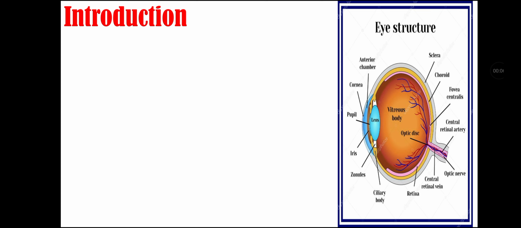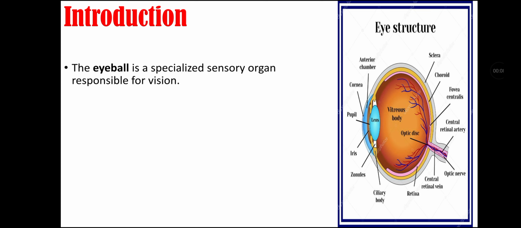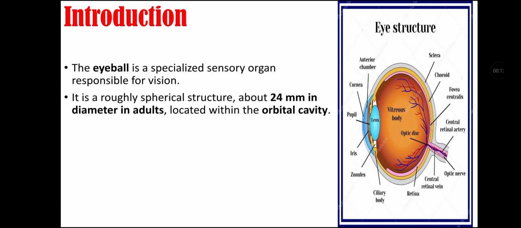So let's start our topic with introduction. Eyeball is a specialized sensory organ that is responsible for vision. It is a roughly spherical structure that is about 24 millimeters in diameter in adults. It is located within the orbital cavity.